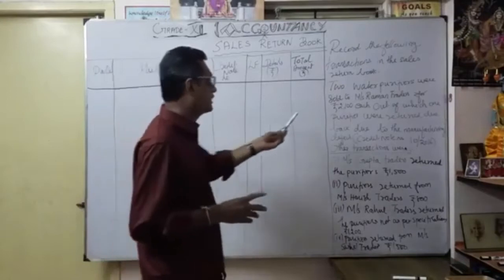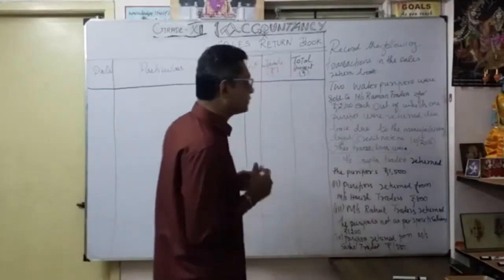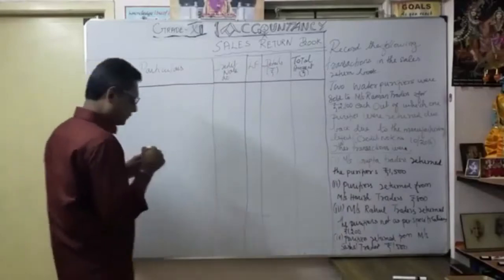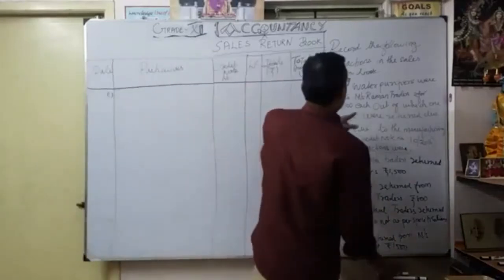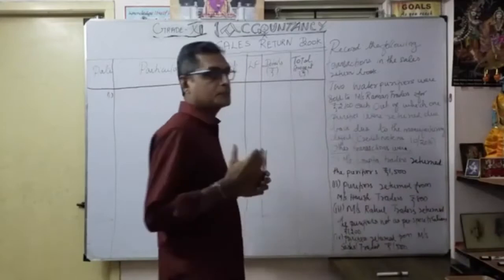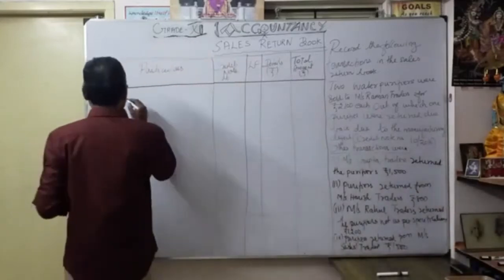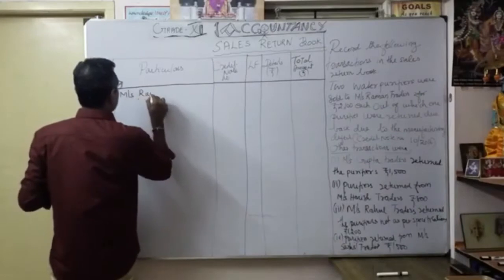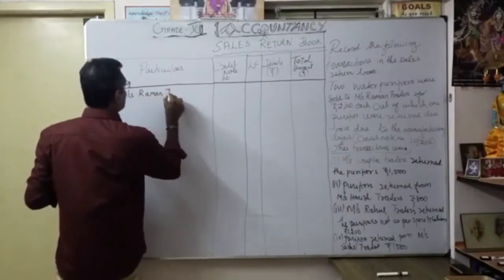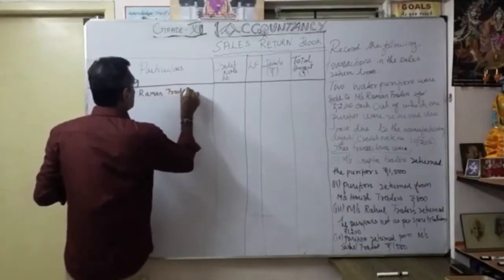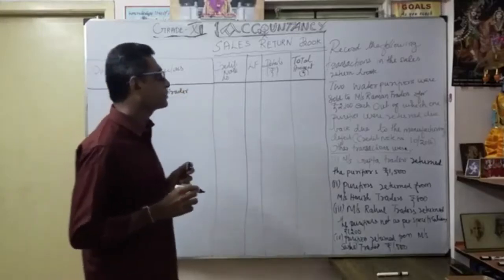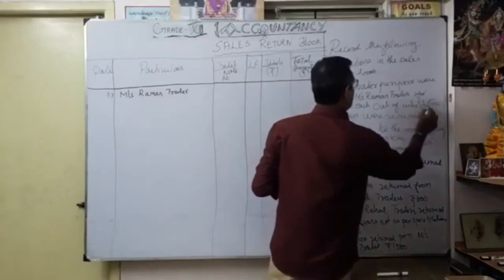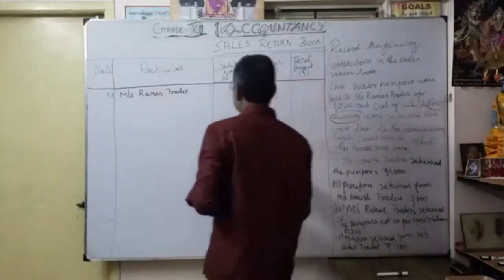Here no date is given, so simply 1, 2 like that. I put it as 1. Who is our first one? Raman Traders. Goods received from Raman Traders. We have to write the customer name, Raman Traders. What did we receive from Raman Traders? Out of which one water purifier.